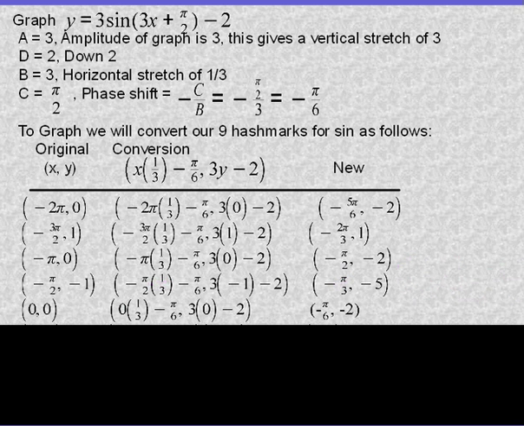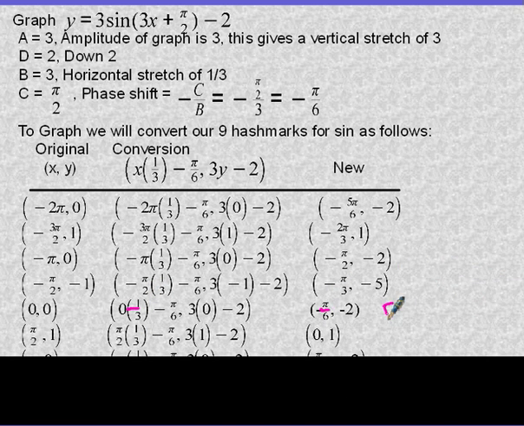And this just becomes 0. Minus pi over 6 is just negative pi over 6. Pi over 2 times 1/3 is pi over 6 minus pi over 6. A positive pi over 6 minus a negative pi over 6 becomes our 0.